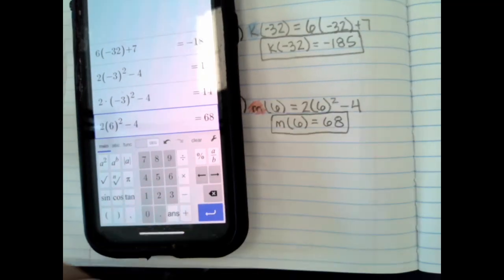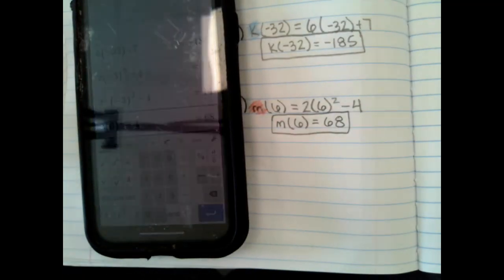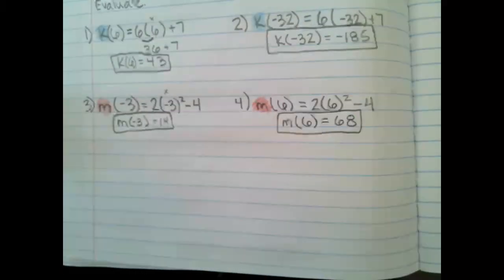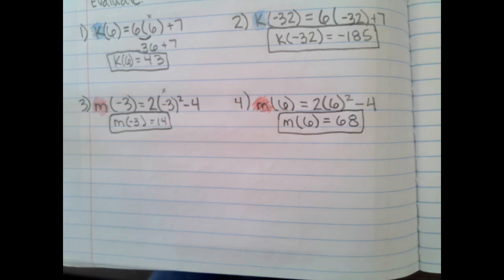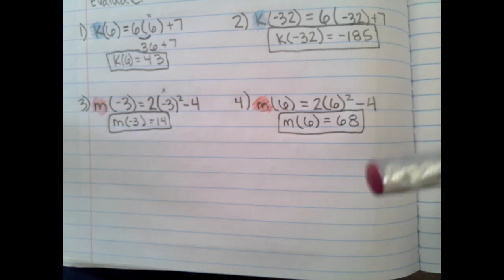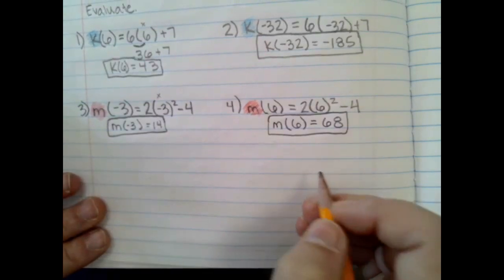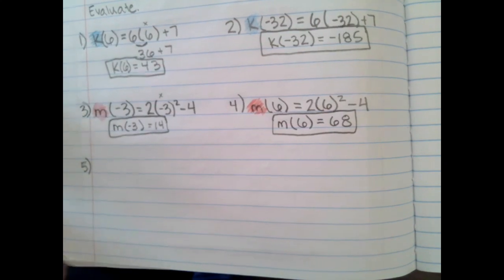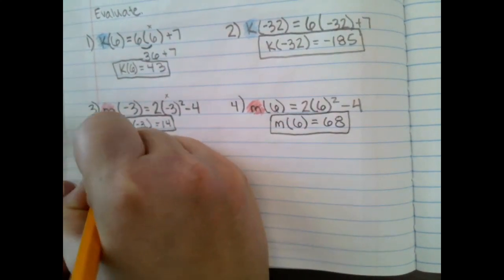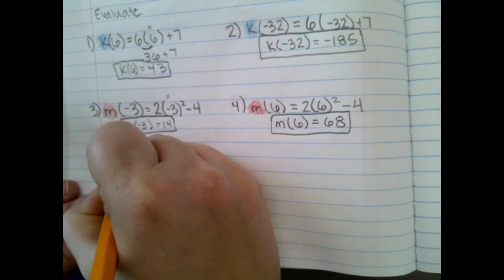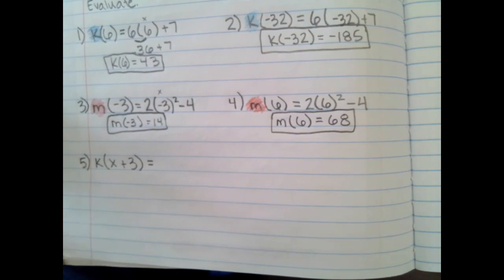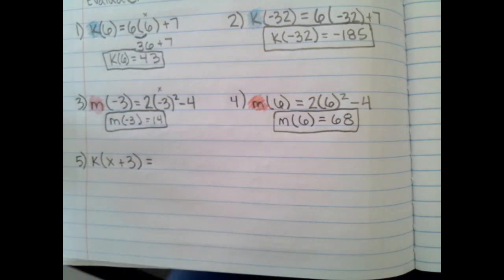That was impressive. So m of 6 is 68. All right, those are kind of the basic ones. We're going to take out the training wheels because we can't always ride a tricycle for the rest of our lives, right? All right, ready for 2? These next 2 are our last 2. They're going to be a little bit more advanced. Here we go with number 5. Number 5, we have k of x plus 3. K of x plus 3.